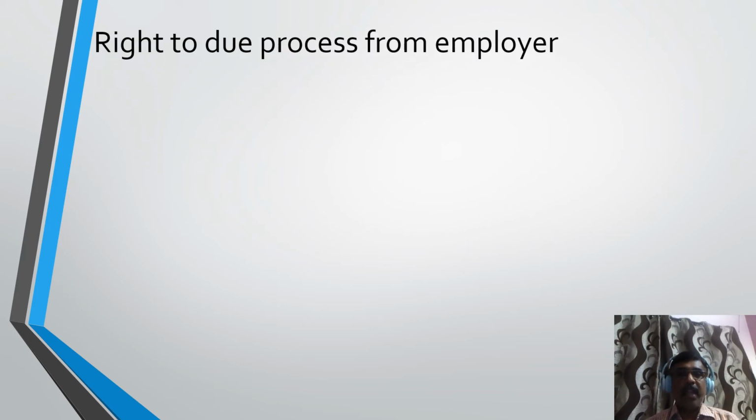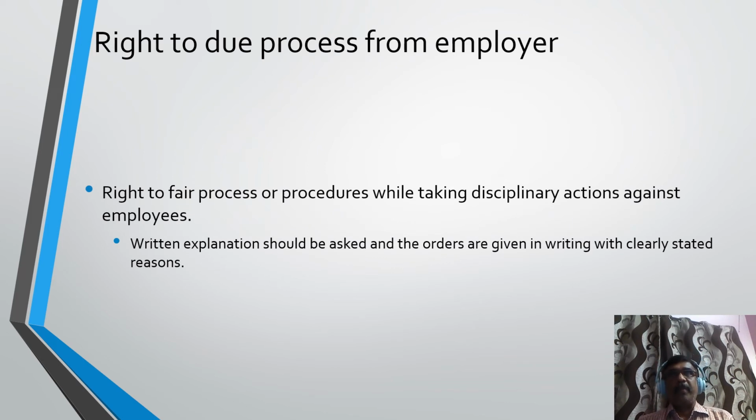The third one is the right to due process from the employer. It is the right of an employer to do certain things to maintain the code of conduct in the organization. So this is a right to fair process or procedures while taking disciplinary action against employees. The employer must give a written explanation and give enough time to the employee, and the orders are given in writing, clearly stating the reasons for dismissing or any action to be taken against that employee.